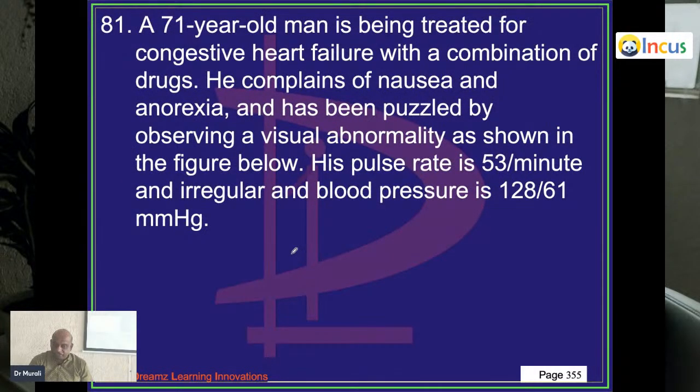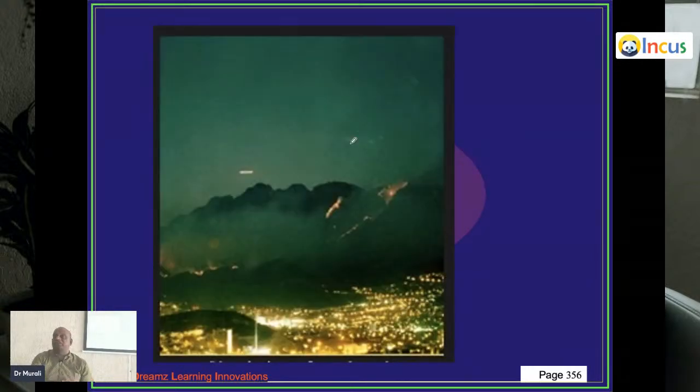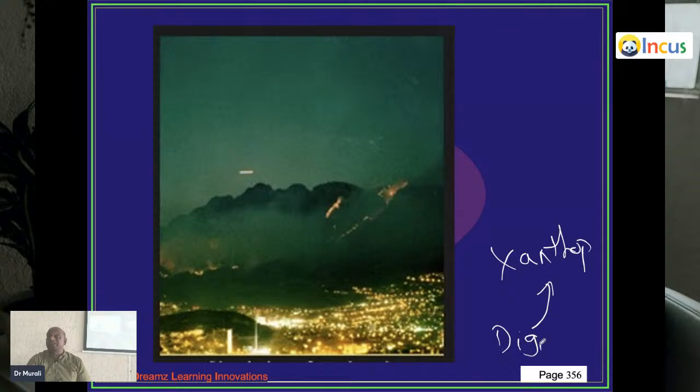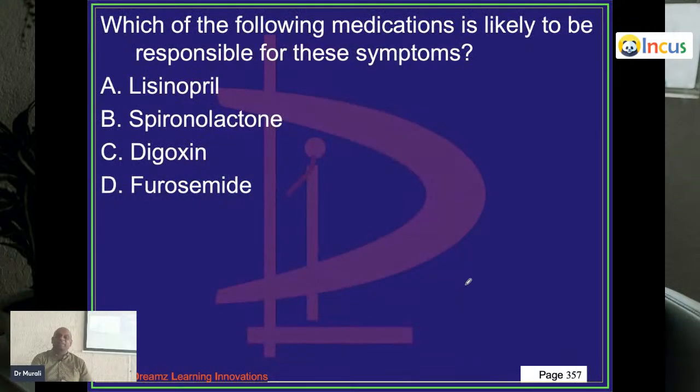A 21-year-old treated for congestive heart failure, complaints of nausea, anorexia. There is a visual abnormality. What is this? Everything looking yellow. Xanthopsia, it's called. Xanthopsia is a feature of digitalis toxicity. And what do you get on ECG if there's digitalis toxicity? Dali's moustache sign. Check mark sign. That's what you typically come across.